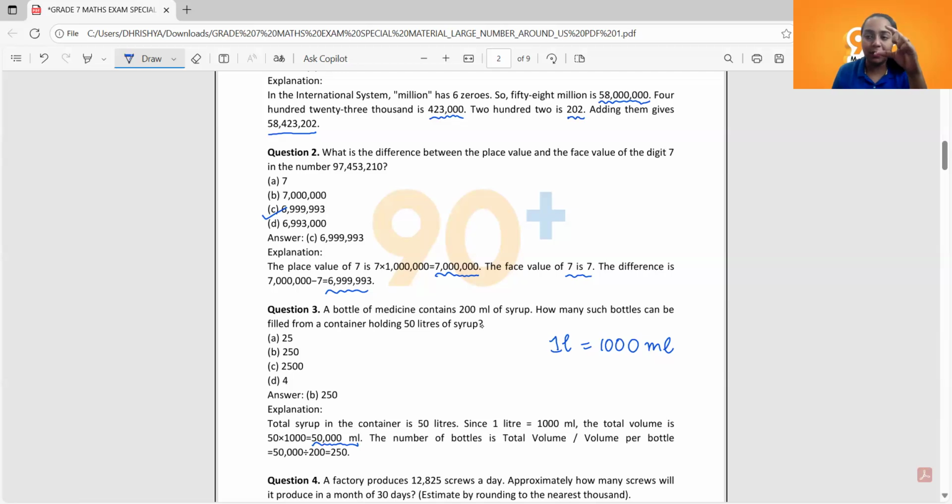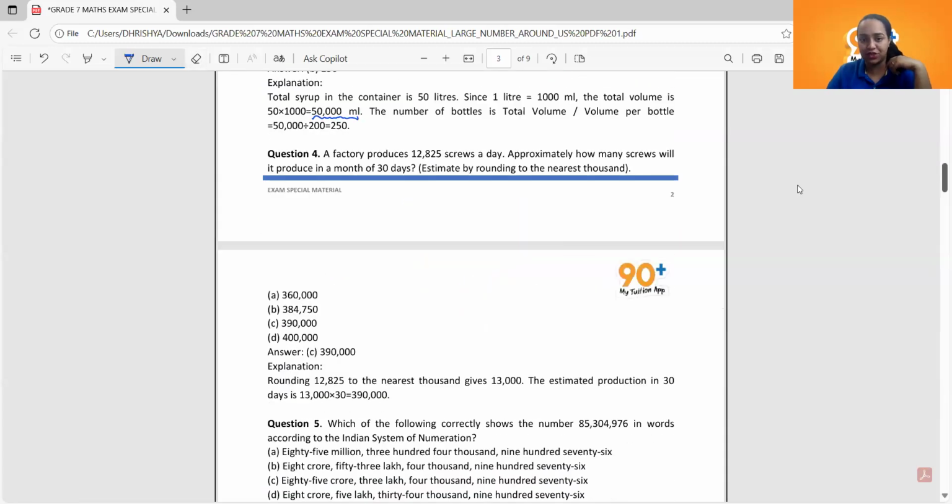Okay, so 50,000 milliliter is the total volume. And what is the volume per bottle? It is 200 ml as in the question. So what will you do? Total volume divided by the volume of bottle. So it will be 50,000 divided by 200, which is 250. So the answer is D. I hope it's clear for all of you. Okay. Now we'll go on to the fourth question in the MCQ session.